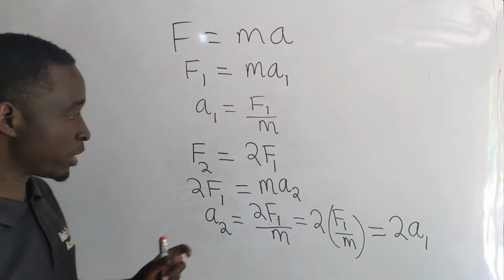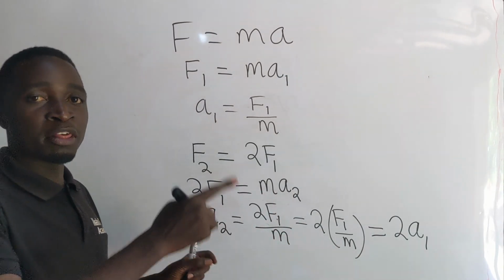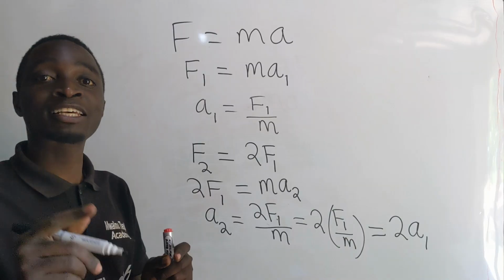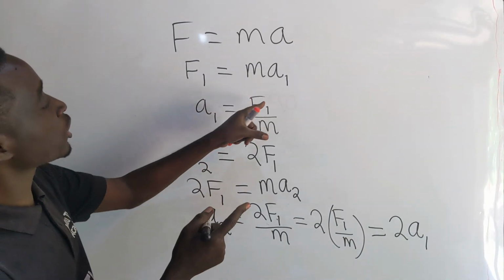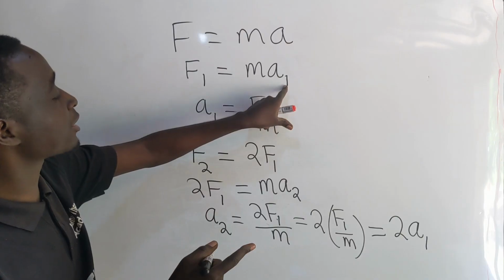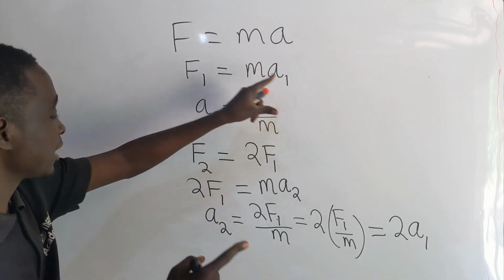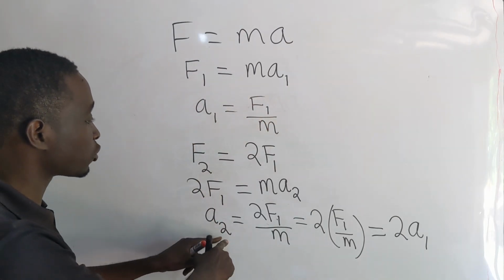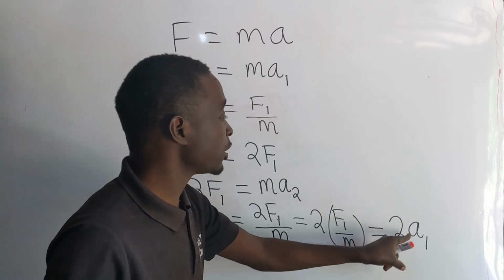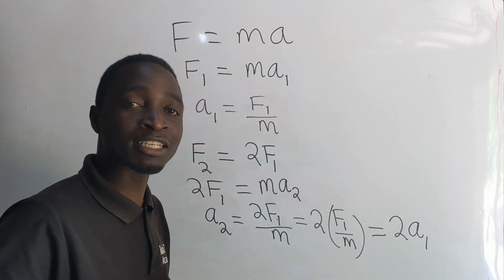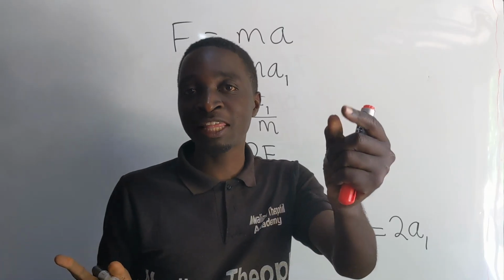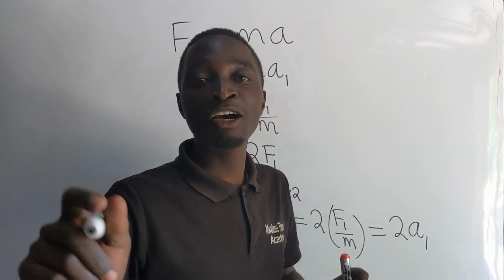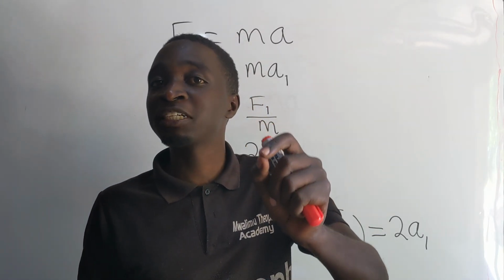Now we may say that when we double the force, also the acceleration doubles. The first acceleration we took as A1, acceleration 1. Now we have found that the second acceleration, acceleration 2, is equal to 2 times acceleration 1, meaning that even the acceleration has doubled. Conclusively, we say that when we double the force, the acceleration of a body also doubles.